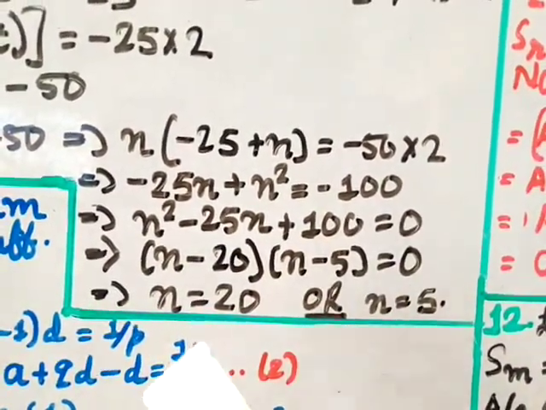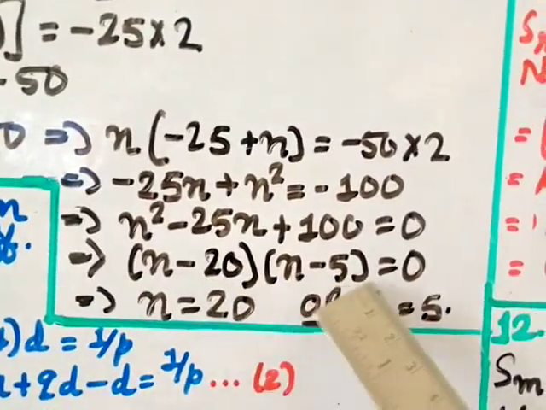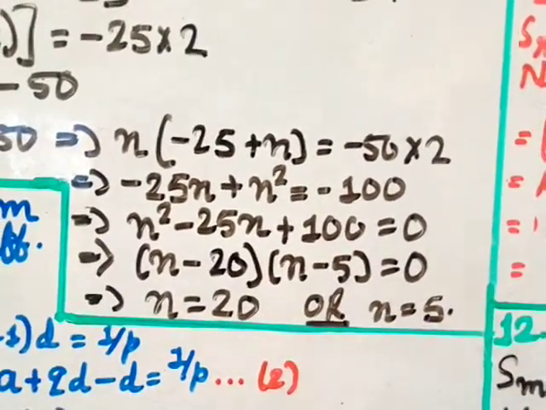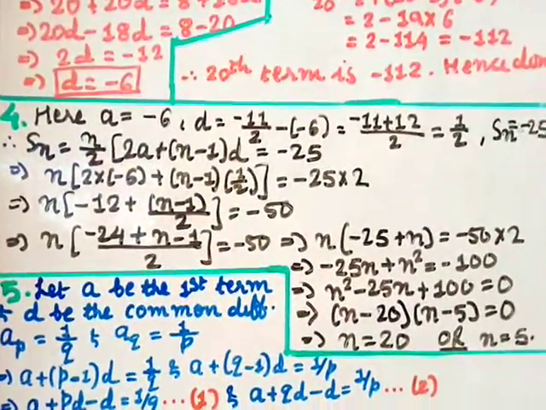Split the middle term, because it is a quadratic equation, the factors will be (n minus 20) and (n minus 5) equal to 0. So from here n equals 20 or n equals 5. So we found the value of n as either 5 or 20.